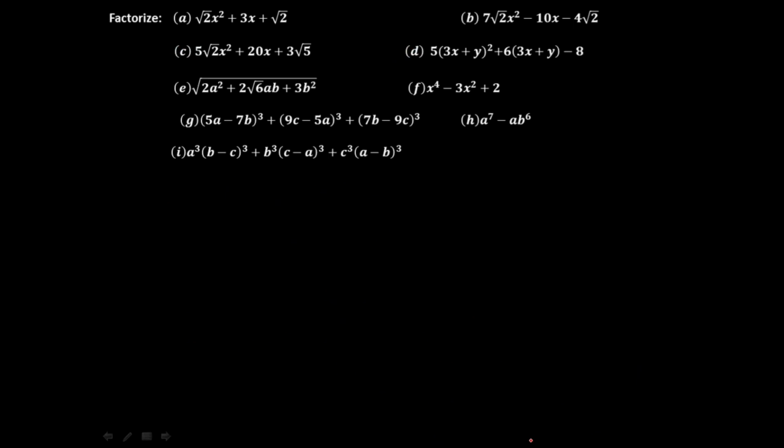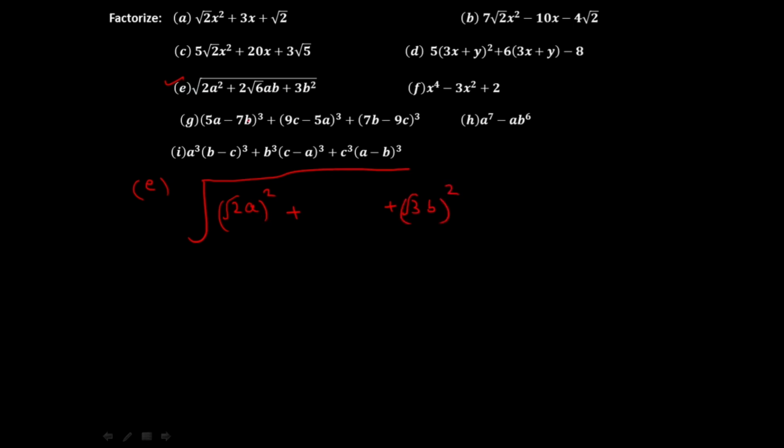Part F. No. Before that, part E is also pending. In part E, this 2a square can be written as under root a whole square plus, okay, just skip this for a while, come over here. This is root 3b whole square.